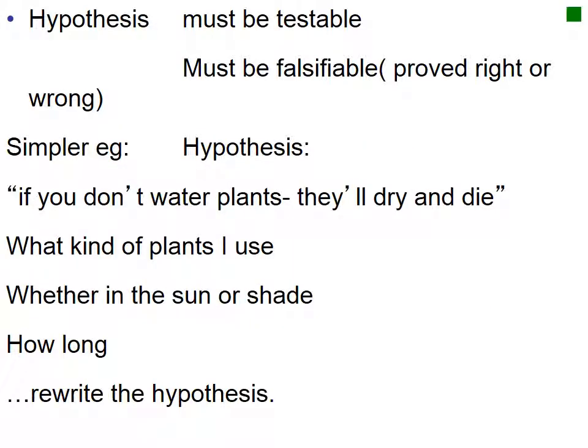Okay, so remember, every time a hypothesis must be testable and it must be proved right or proved wrong. Okay, a simpler example would be, if you don't water plants, they will die. Okay, that is my hypothesis. But it also depends. What kind of plants? Where are the plants present? Now, if it is a cactus, please, you should not keep watering them continuously. Okay, are they in the sun or in the shade? What kind of soil is present? For how long should I water? So all of these things that you look at, and then you tweak your hypothesis, you can rewrite them.